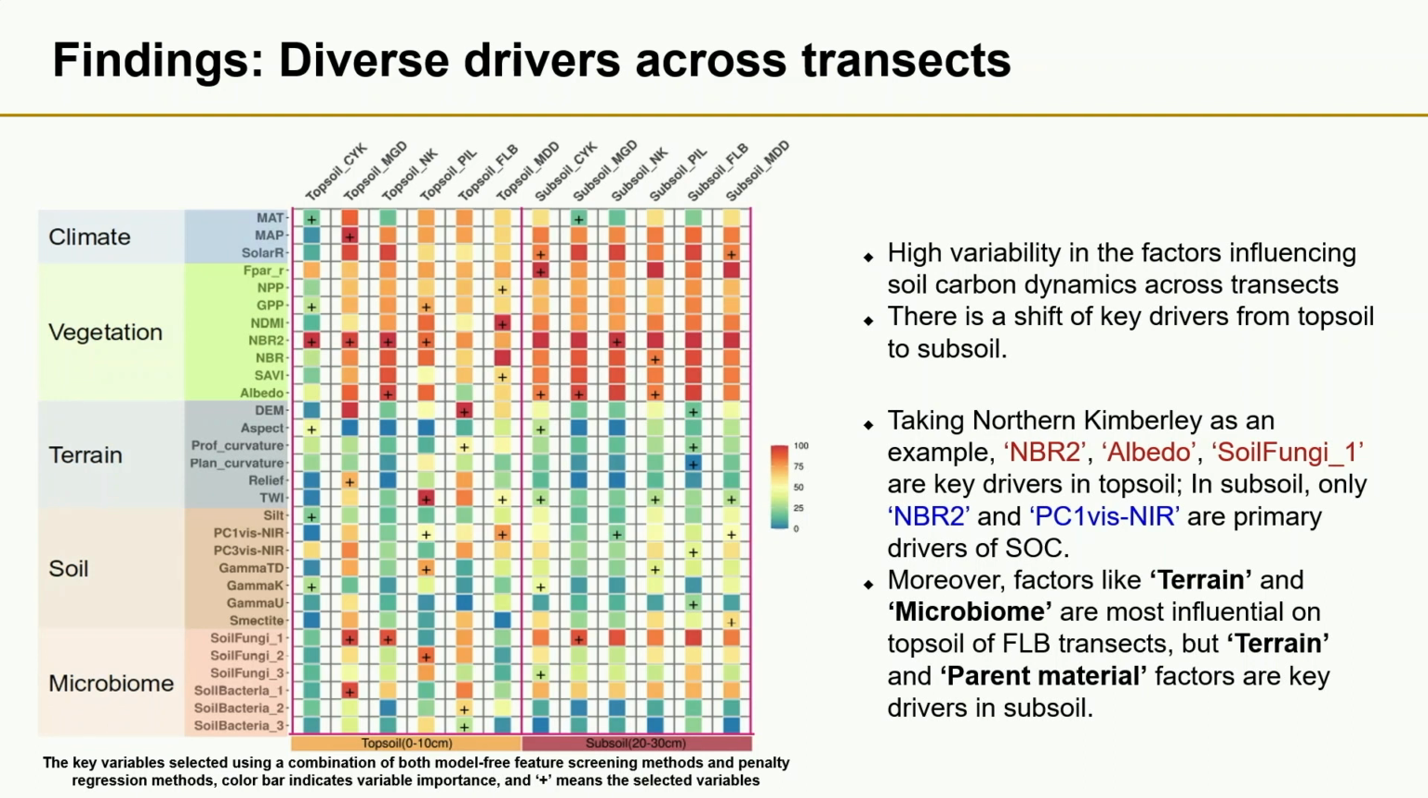Taking Northern Kimberley as an example, NBR2, which means normalized band ratio 2, albedo, and soil fungi 1 are key drivers in topsoil. In subsoil, only NBR2, an indicator of soil mineralogy, and PC1, principal component 1, are primary drivers of soil carbon. Moreover, factors like terrain and microbiome are most influential on topsoil in the Flinders Ranges transect, but terrain and parent material factors are key drivers in subsoil.